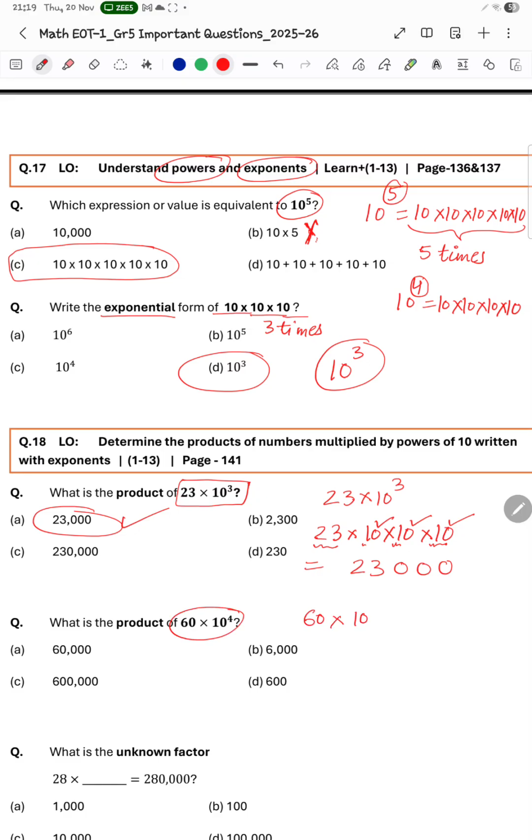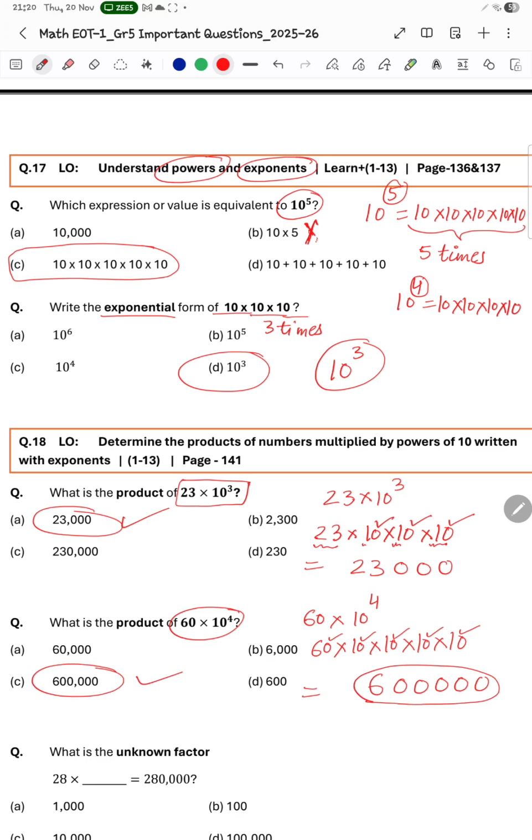Similarly, we will do this. 60 times 10 raised to the power 4. That is 60 times 10 times 10 times 10 times 10. So first step, take all the zeros given in the factor. So I have 1, 2, 3, 4, 5 zeros. Okay. Now 6 multiply 1 will remain same. So 6 multiply 1 will give you 6 only. So my answer will be 600,000. So this will be the correct answer. Okay.